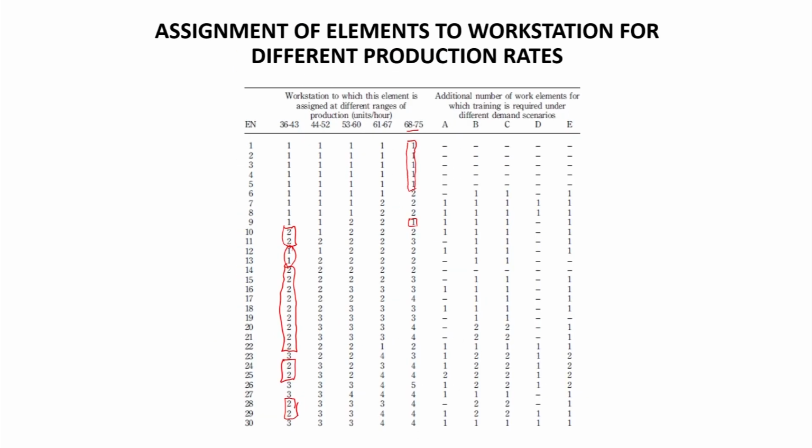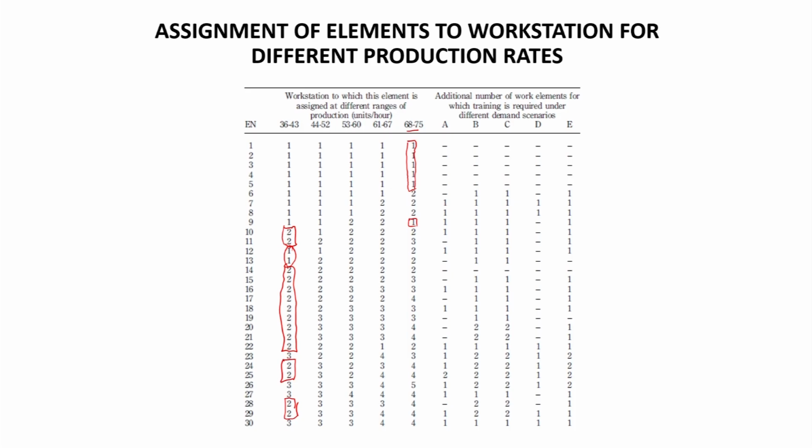Then from this information, we calculate whether element number 1 needs to be trained by some other persons or not, and how many additional persons need to be trained for different demand scenarios. Element number 1 is always coming on workstation number 1, so no additional training is required. But element number 7 sometimes comes on workstation number 1, sometimes on workstation number 2. So, training of a person for one element is required.